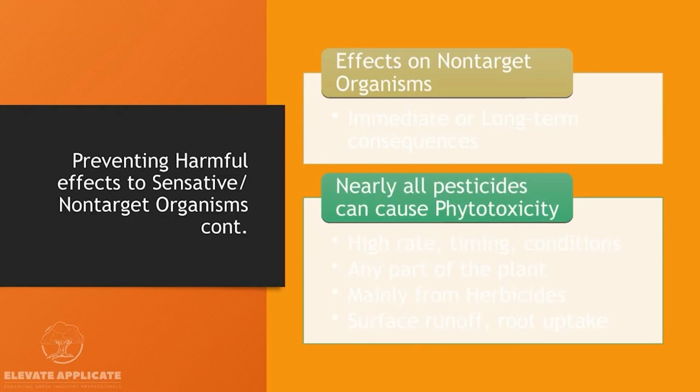So what can happen? Effects on non-target organisms. They can be immediate or long-term consequences. Also, nearly all pesticides can cause phytotoxicity. Phytotoxicity is damage to plants. And that can be caused by high rates, timing, conditions. It can happen to any part of the plant. It's mainly from herbicides and surface runoff or root uptake.